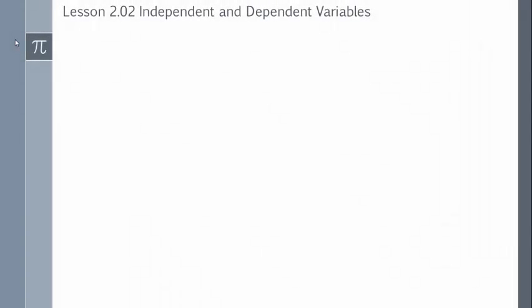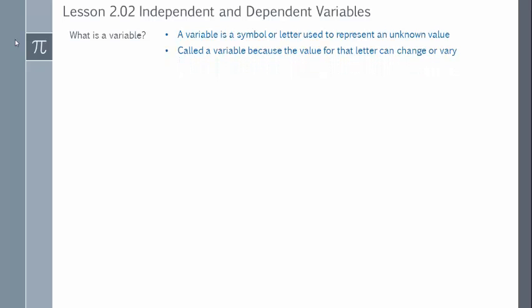Lesson 2.2, Independent and Dependent Variables. In order to understand what an independent and dependent variable is, first we need to define a variable. A variable is a symbol or letter used to represent an unknown value or number. It's called a variable because the value for that letter can change or vary. The word variable means to vary.